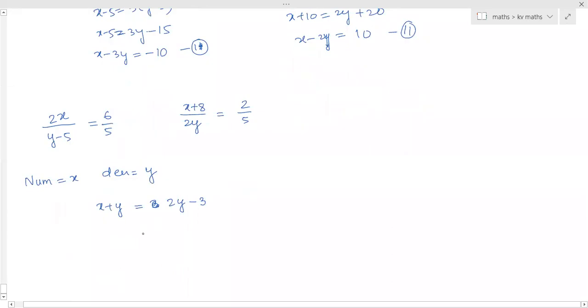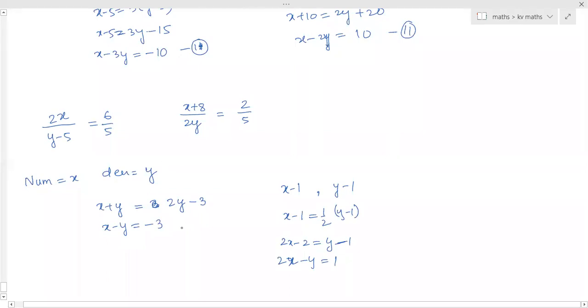If the numerator and denominator are decreased by 1, x minus 1 and y minus 1, in this case the numerator becomes half the denominator. Then no fractions we are not considering here. So this is 2x minus 2 is equal to y minus 1. So 2x minus y is equal to 1. And here it is x minus y is equal to minus 3.